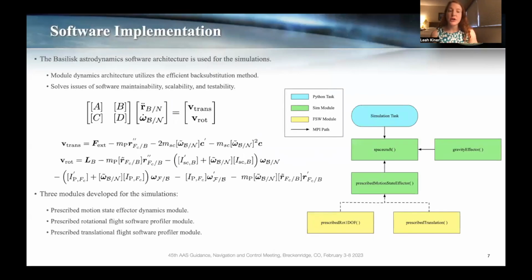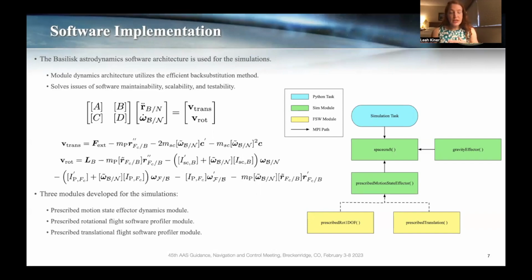So now that we have our equations of motion, we want to implement them in software. So we chose the Basilisk astrodynamics software for implementing these equations of motion. And the reason why we're doing this is because Basilisk is very modular, and it utilizes a back substitution method to essentially append different rigid bodies to our spacecraft hub in a very modular way so that we can efficiently integrate our equations of motion of our hub by essentially taking all of the contributions of each rigid body that's connected to our spacecraft hub.